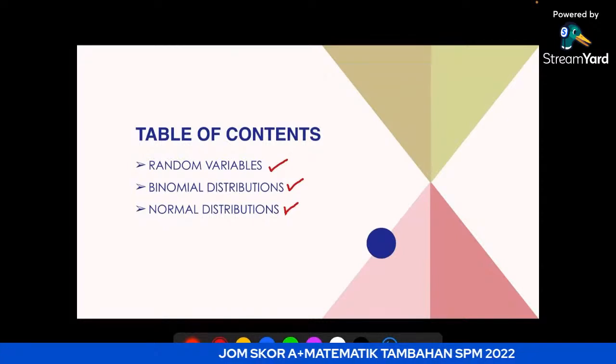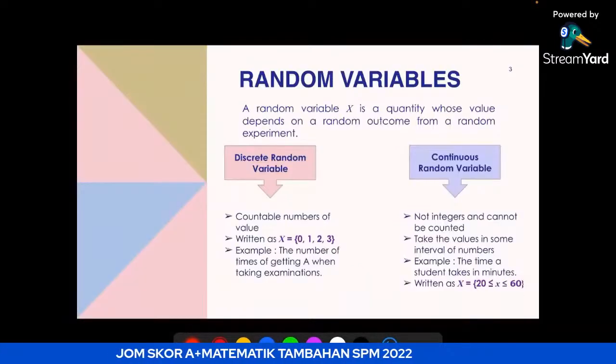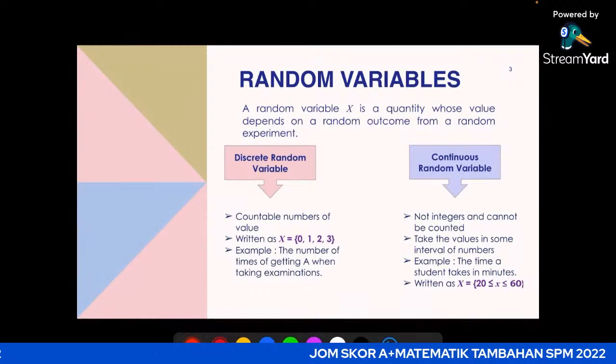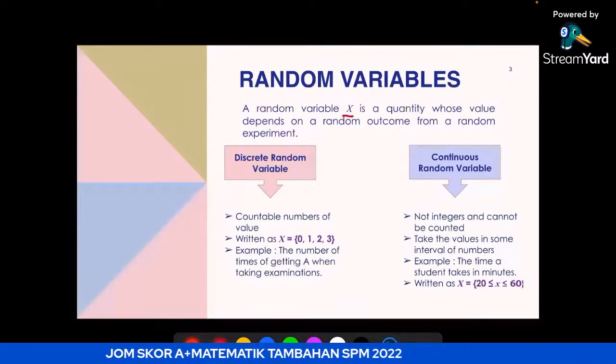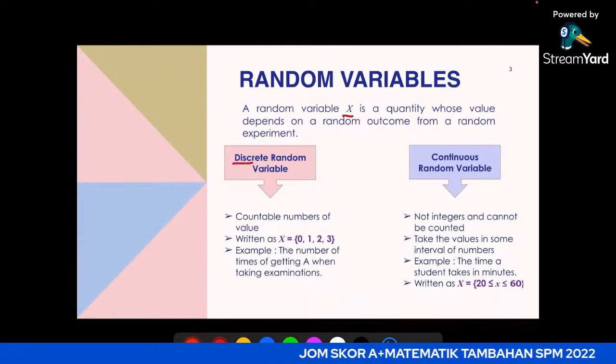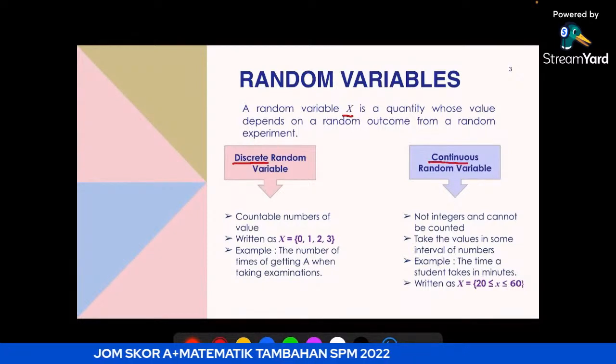So we should start here. We start with random variables. What does it mean by random variables? A random variable, X, is a quantity whose value depends on a random outcome from a random experiment. We have two types of random variables. The first one is known as discrete random variables. The second one is continuous random variables.